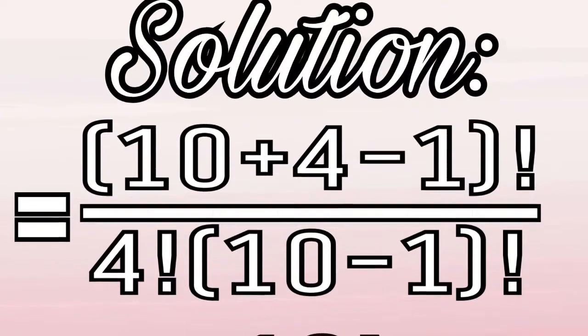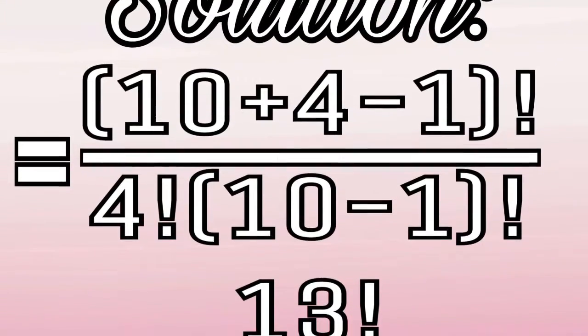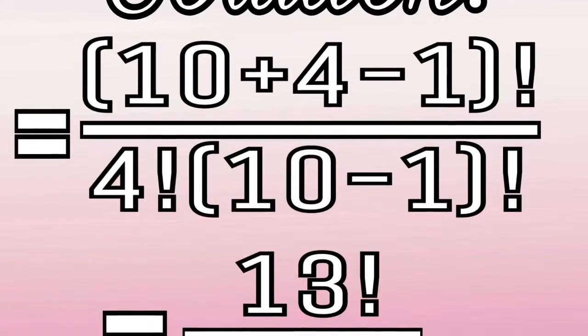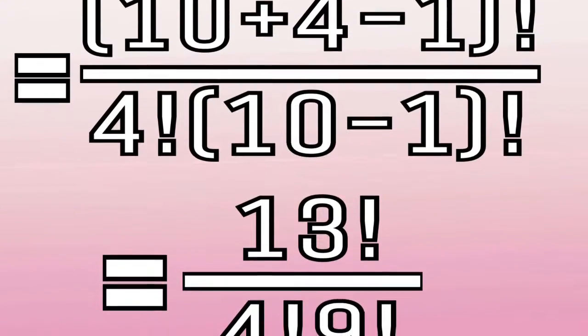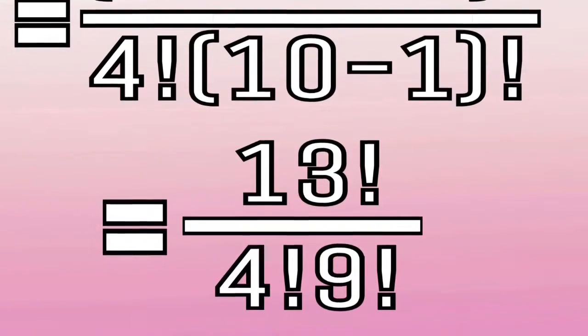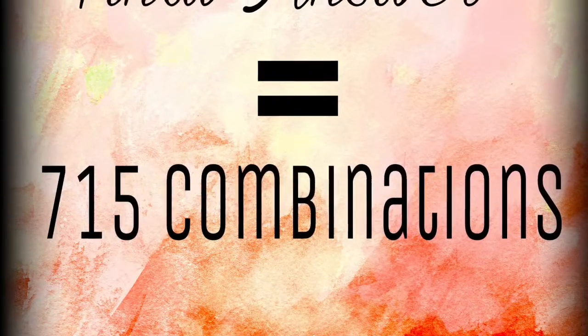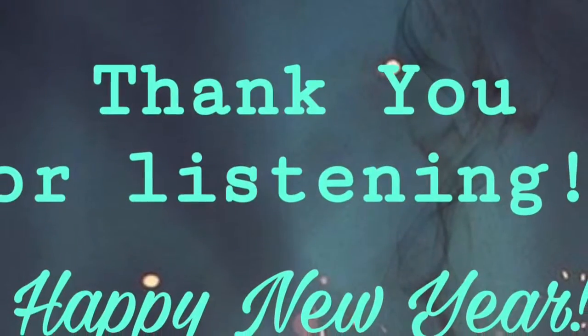Substituting the given values to the formula, you will get the quantity of 10 plus 4 minus 1 factorial over 4 factorial times the quantity of 10 minus 1 factorial. And simplifying this equation, we will get 13 factorial over 4 factorial times 9 factorial, leading to the final answer, 715 combinations. And tada! We're done!